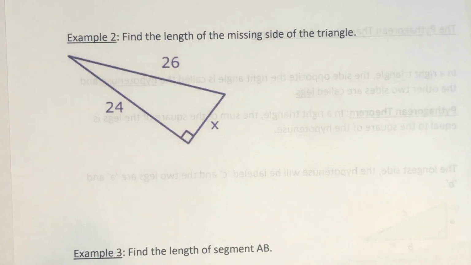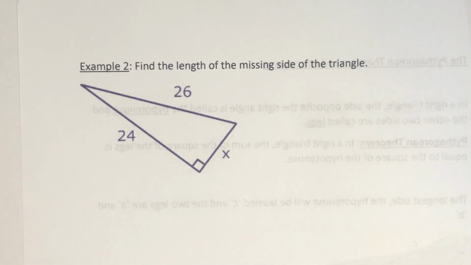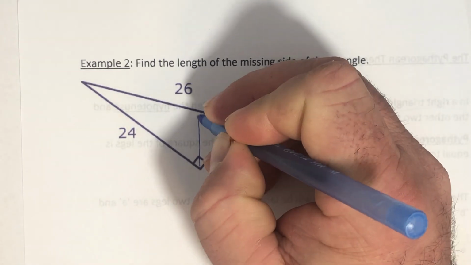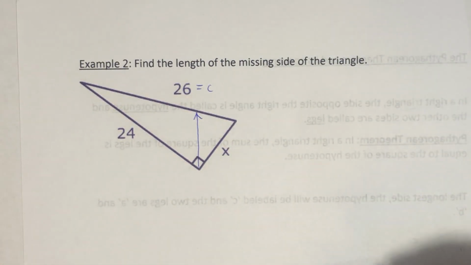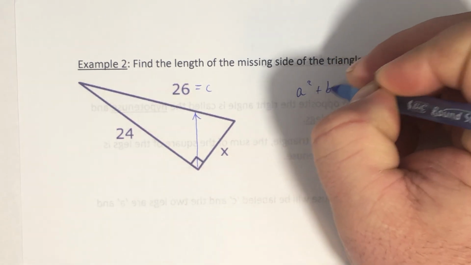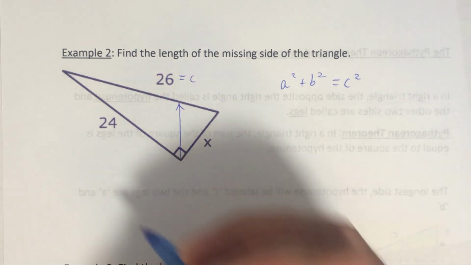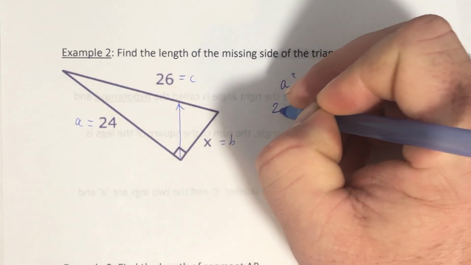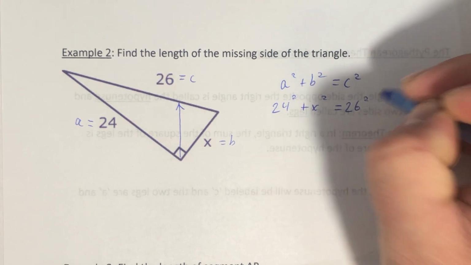Okay, continuing on with the Pythagorean theorem. Got another example here. Find the length of the missing side of the triangle. First thing I want to do is identify my hypotenuse. Across from the right angle is my hypotenuse, so this has to be my c. Again, a squared plus b squared equals c squared. It doesn't matter which we call a and b. I'll say this is a and this is b for my formula. So I could do 24 squared plus x squared equals 26 squared.